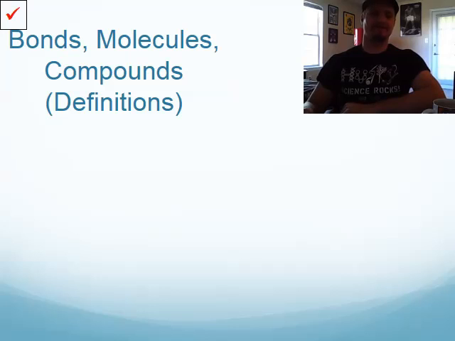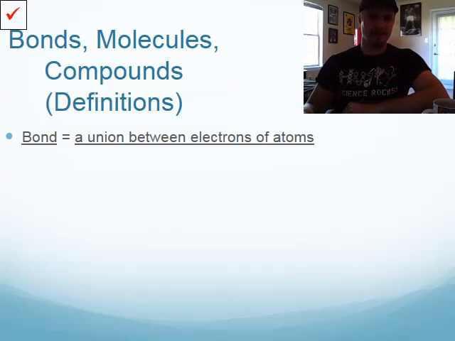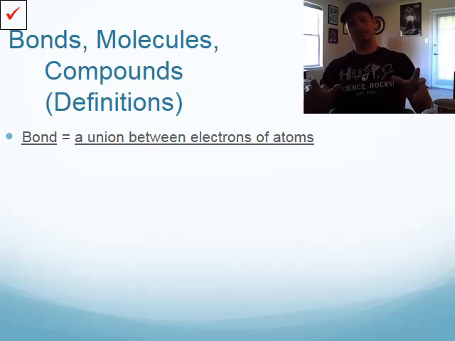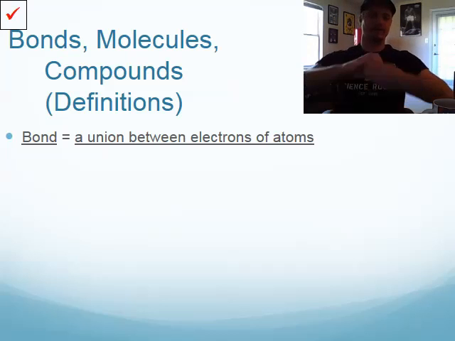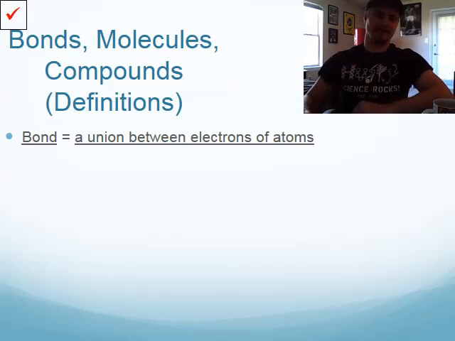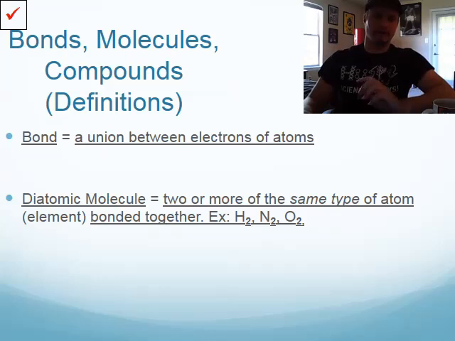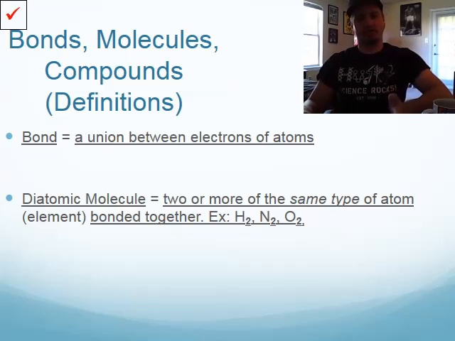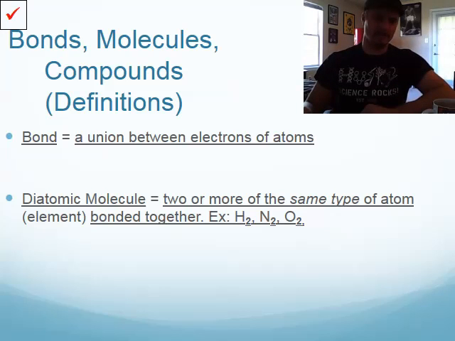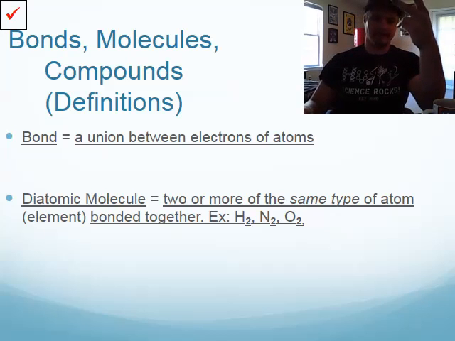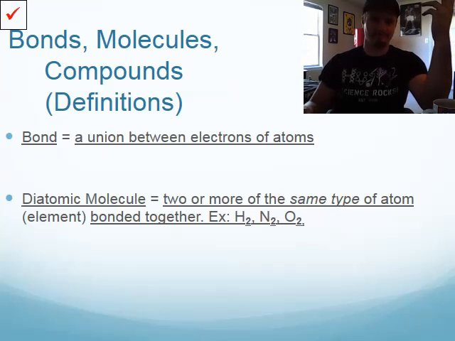So bonds and molecules, compounds, definitions here. A bond is a union between electrons of atoms. So that's how we combine certain elements. We put their electrons together. A diatomic molecule would be 2 or more of the same type of atom or element bonded together. So as we can see here, we have H2, N2, or O2. That means we either have 2 atoms of hydrogen, 2 atoms of nitrogen, or 2 atoms of oxygen bonded together.